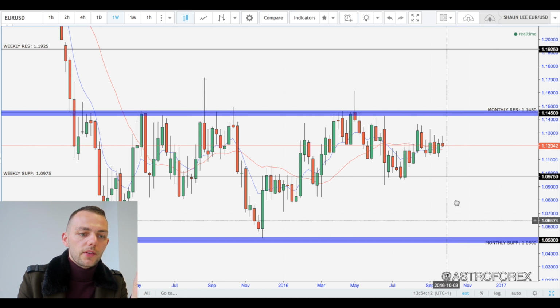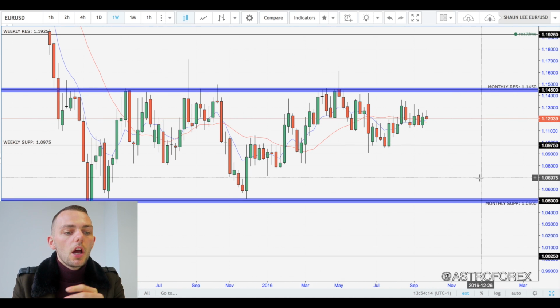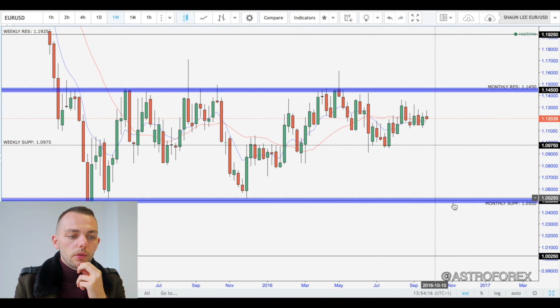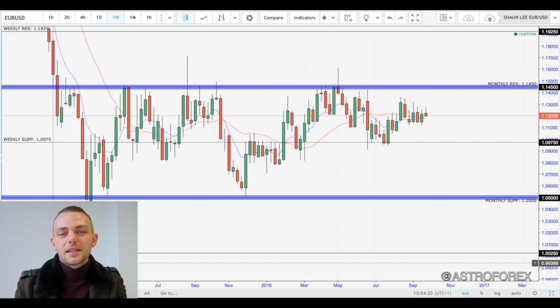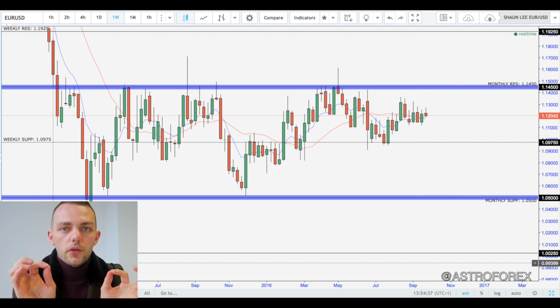So potentially now we could see a downside continuation. If we were to see a downside continuation on the EURUSD, we would have to break below the monthly support. Again, on a weekly basis, if we had a weekly close below the monthly support, my next target is going to be 1.0020. So it's more or less one. So €1 would then be worth $1.